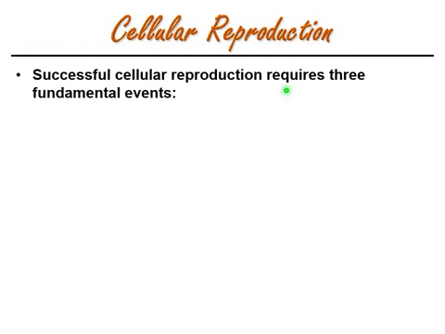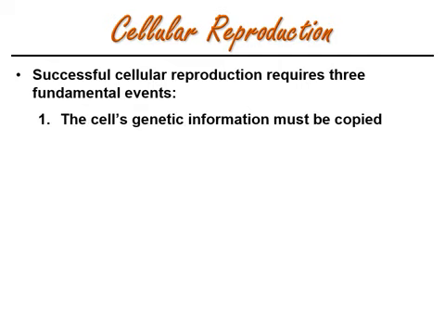Now, successful cellular reproduction requires three fundamental events. And so the first and foremost, what you need is that the cell's genetic material must be copied. Obviously, it's going to be useless to basically split into two cells if you don't have enough genetic material for each cell, because then they'll both die, right? You can't work off of half of your genetic material. You got to have the whole thing.